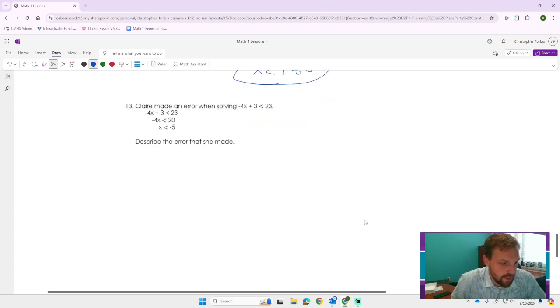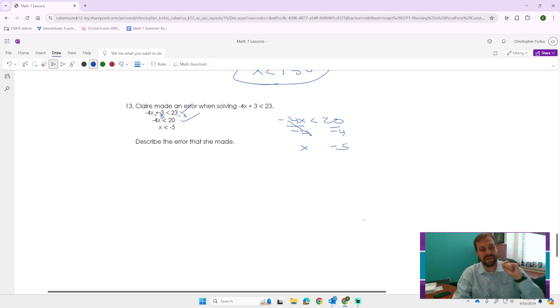And then lastly, 13, it says, Claire made an error when solving this. What's the error? All right. So we got negative 4x plus 3 is less than 23. That's just rewriting it. We're good. Then we subtracted 3 from both sides, and we got negative 4x is less than 20, so we are good there. And then we divide both sides by negative 4, and we do get negative 5 and x left over.